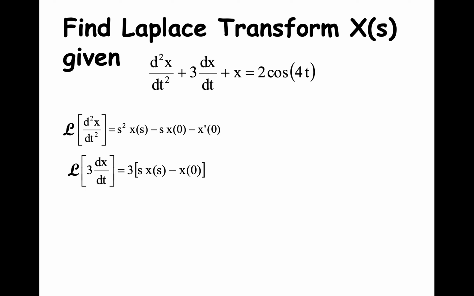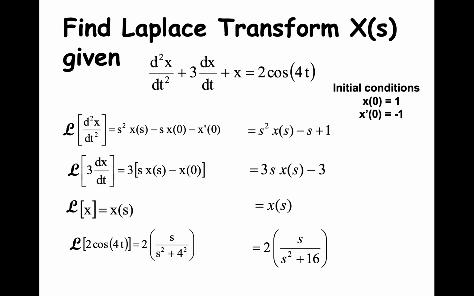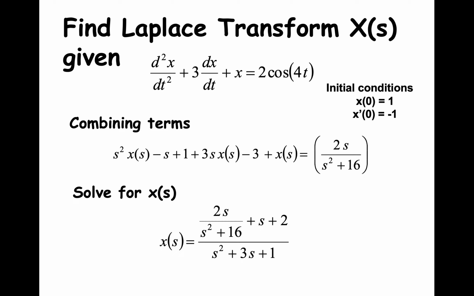And similarly, we can get the other terms. And also, we are given the initial conditions as x0 equals 1 and x0 prime equals minus 1. By inserting the given number, we can clean up each term. And in the end, when we combine all the terms, we get the expression shown here. Now we solve for Xs and get the equation shown.